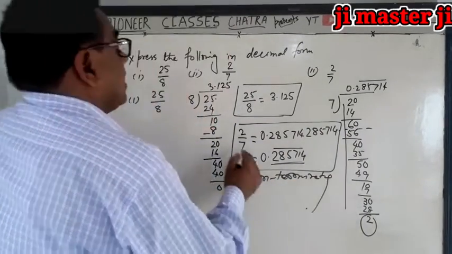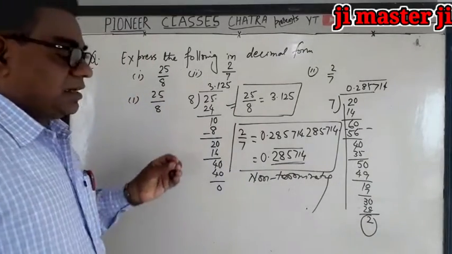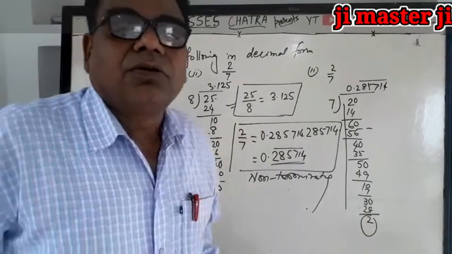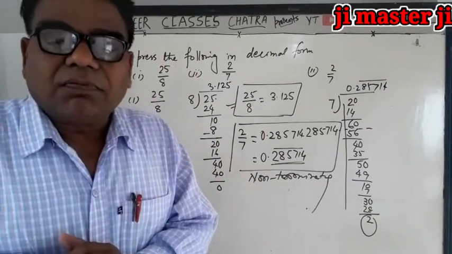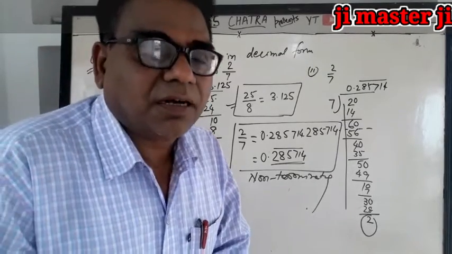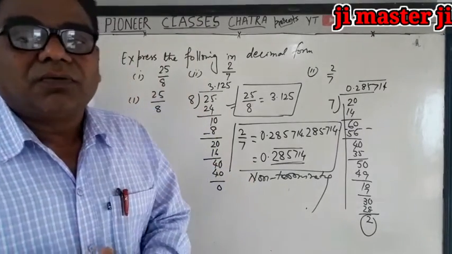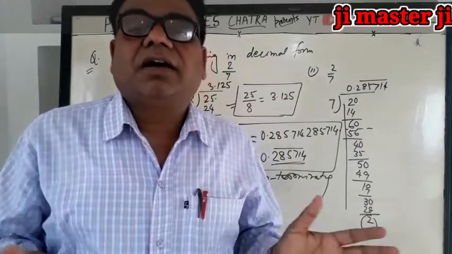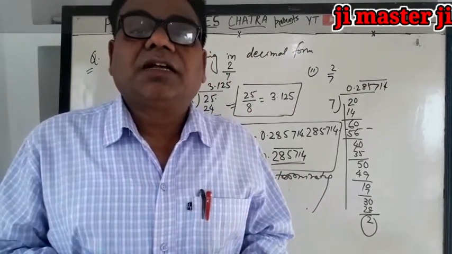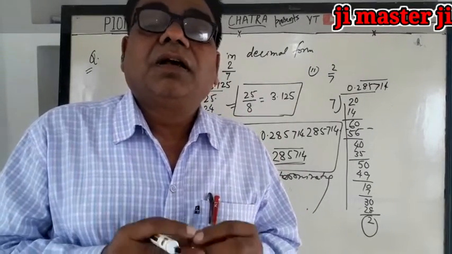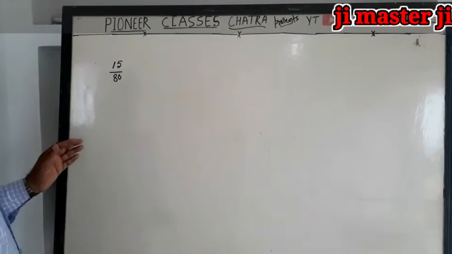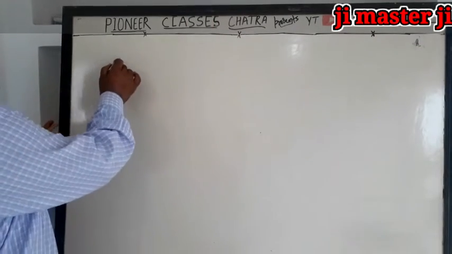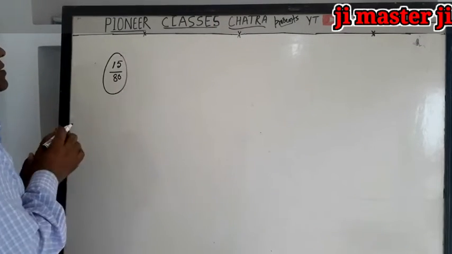Non-terminating decimal, and this is terminating decimal representation. So there are two types of decimal representation of a rational number. The one is terminating decimal representation and the other is non-terminating decimal representation. Let us take an example, 15 by 80.